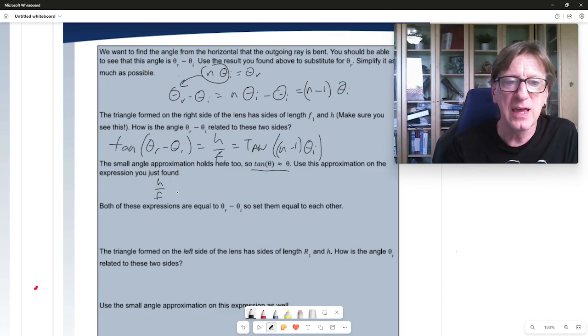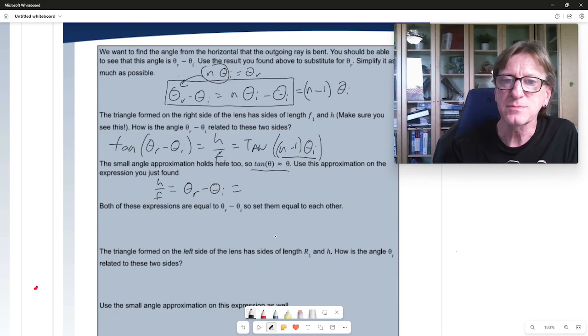So I have H over f is going to equal theta r minus theta i, which we said is now equal to this. So we have this function right here. And so theta r minus theta i is equal to (n minus 1) times theta i. So when we set them equal to each other, then we finally have H over f is equal to (n minus 1) times theta i. All right.